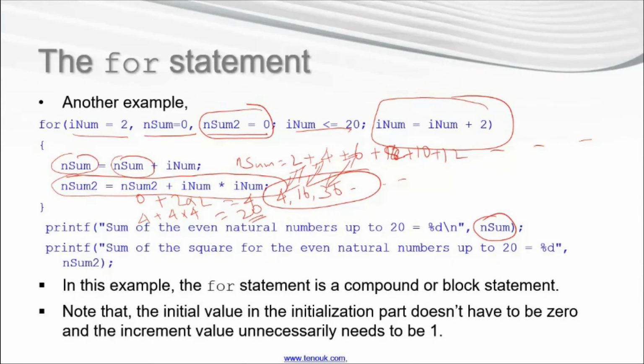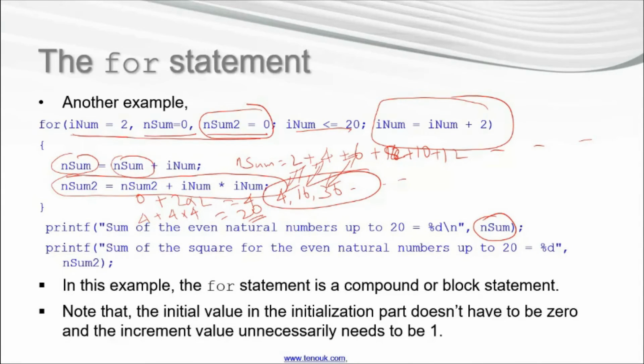The sum of the even natural numbers up to the value 20 is added together. Then the sum of the squares of the even natural numbers up to 20. The square of these numbers is then found in the next line. So in this example, the for statement is a compound or block statement. See here, there are a number of statements.